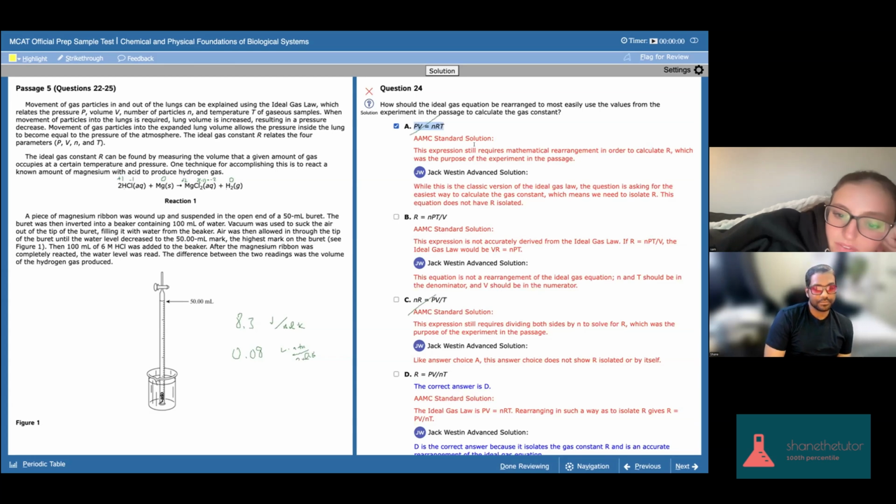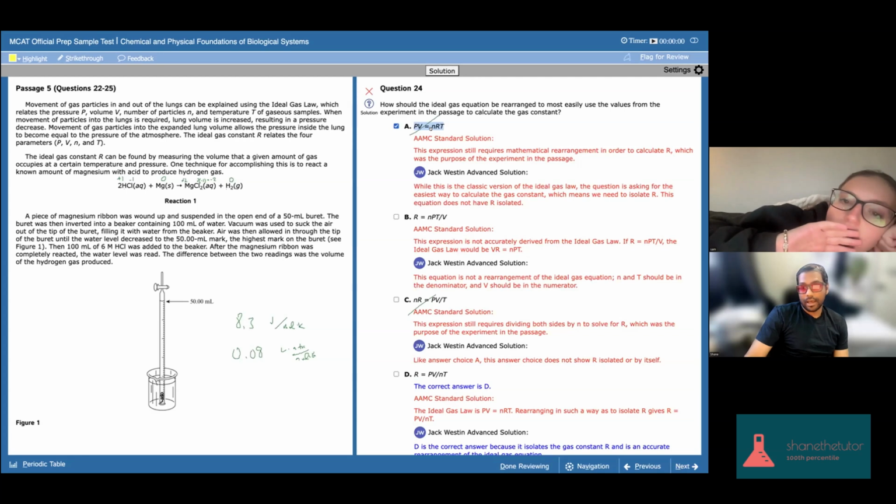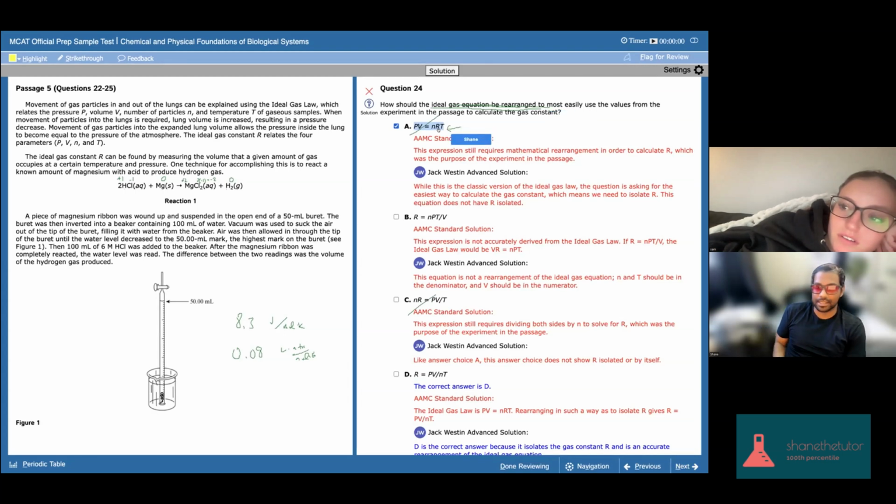Okay. So yeah, they're asking you how should the ideal gas equation be rearranged, right? To calculate the gas constant. So you just have to isolate R. Even if you didn't understand it, you divide by nT on both sides. Sorry, divide. So even if you didn't get that aspect of it from the question stem, it does say how would it be rearranged. So we know that it can't be this, because that's how it is before you rearrange it. Right. Okay.